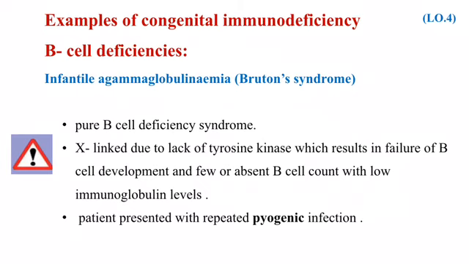Here, if we have absent B cells, it means no immunoglobulins, when we do the laboratory test we find no immunoglobulins, while if there is a few B cell count we have low immunoglobulin levels. Patients present with repeated pyogenic infections. As you know, in bacteriology lectures, you have already learned what pyogenic infection is, bacterial infection.